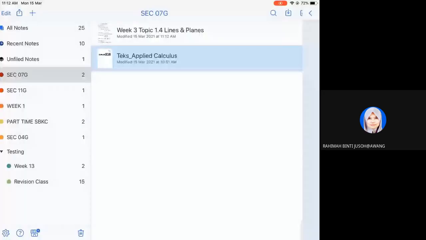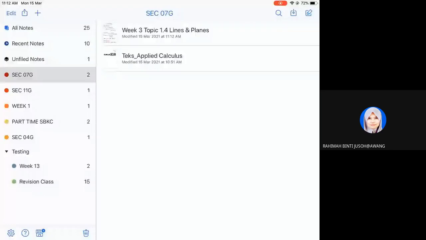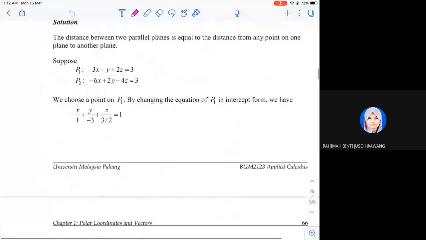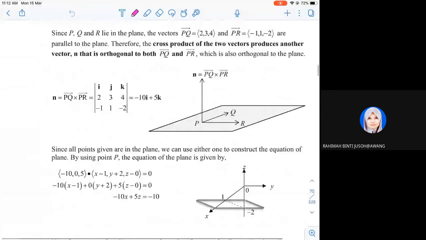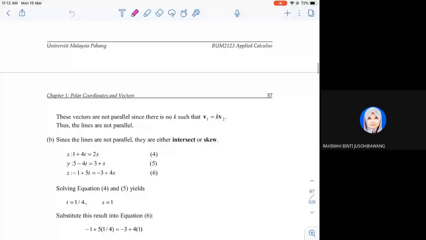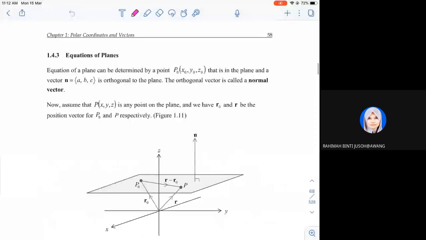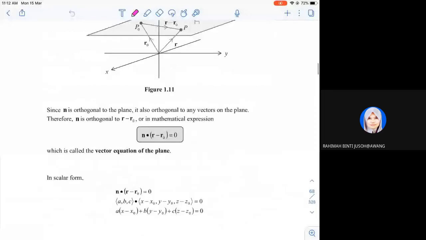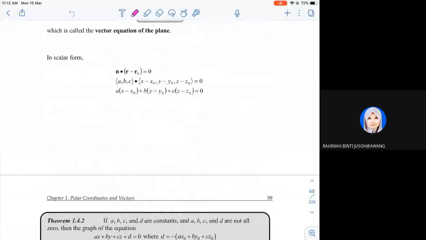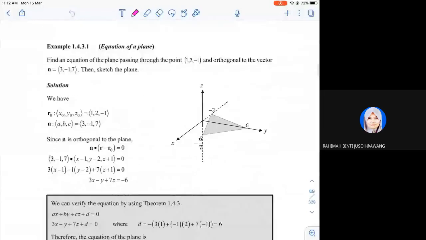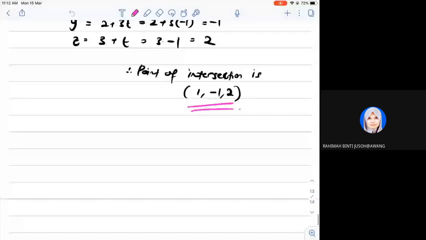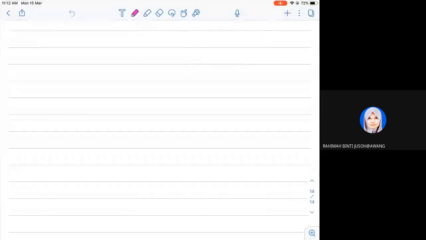So now let's go to equation of plane. So we are done with equation of line. Equation of plane is more complicated. Sometimes it's complicated, sometimes easier than line. Okay. Some notes on equation of plane before we go to an example.